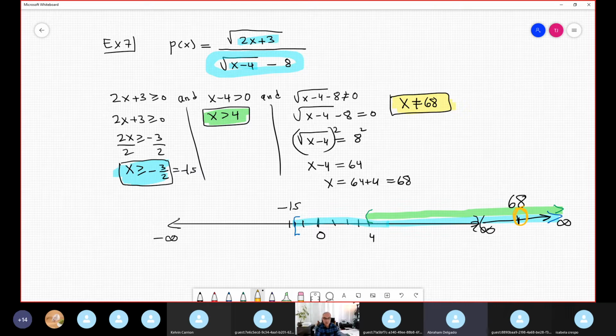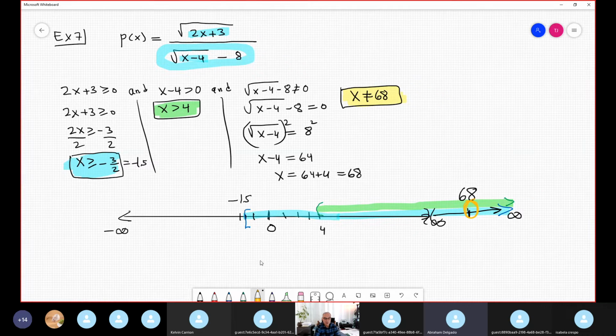Okay. Now help me. What is the domain of P? P of x. Is it 4? Parenthesis 4, comma, to infinity. Yeah. No, because we have a hole at 68. So it's 68. Pero entonces 69, 70, 71 don't belong to the domain.